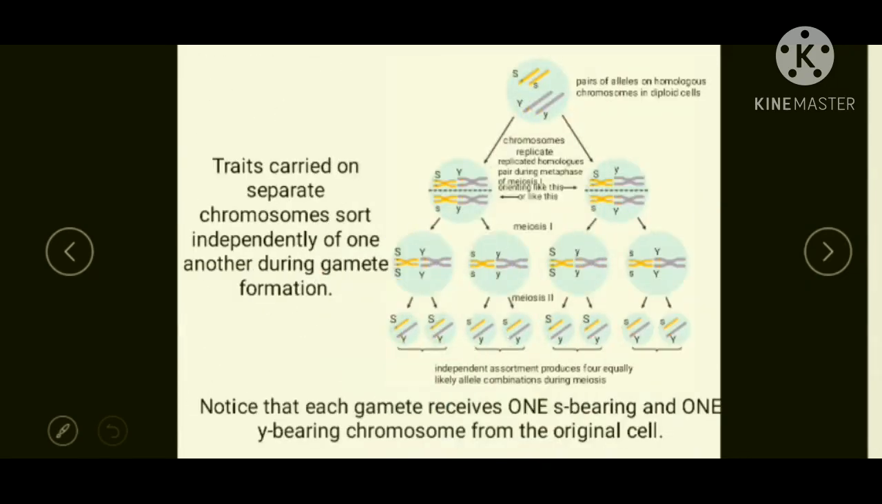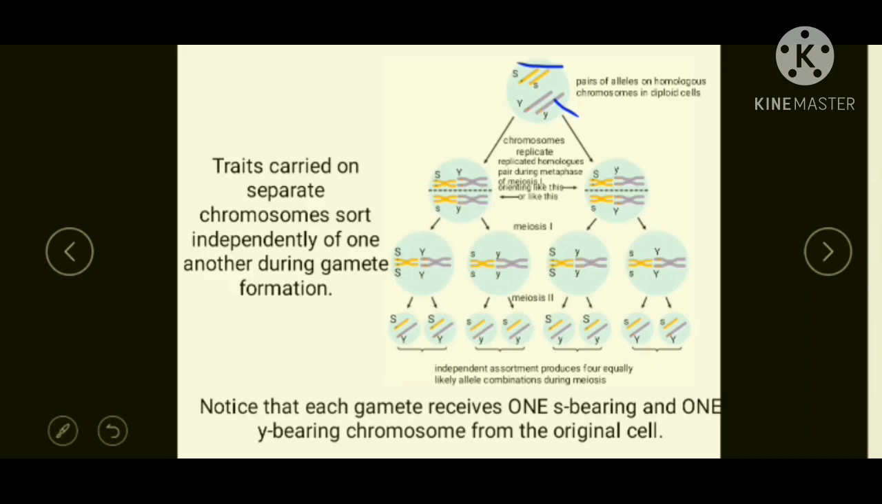Here there is a pair of alleles on homologous chromosomes in a diploid cell. A pair of alleles. Here there are four alleles, or two pairs of alleles. So, for example, these two alleles determine plant height and these determine flower color. So the allele for flower color does not determine the allele for plant height, according to the law of segregation.